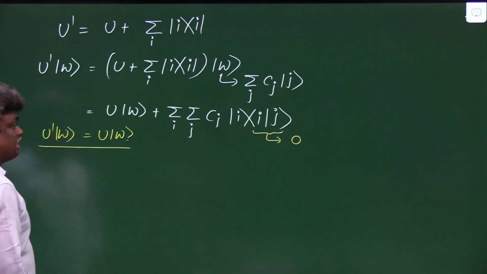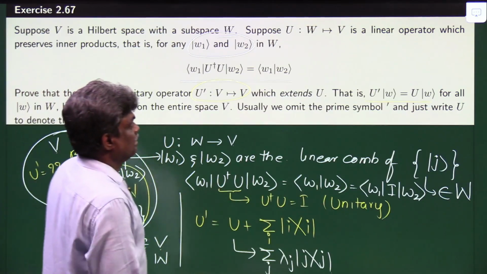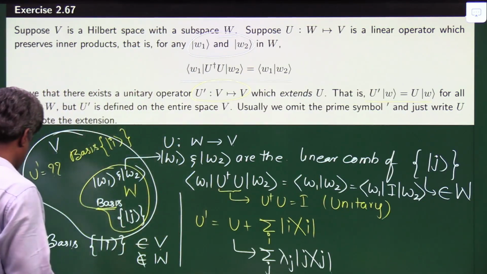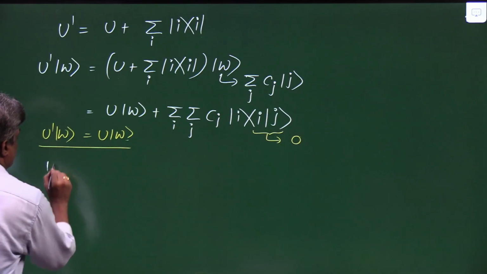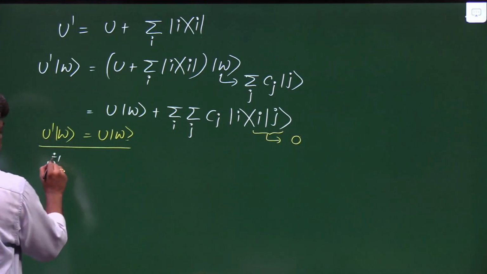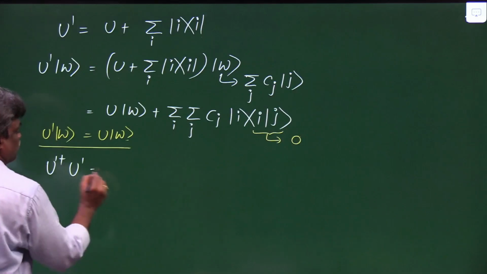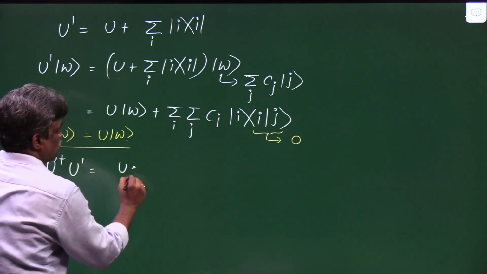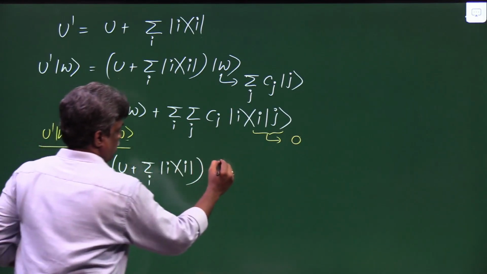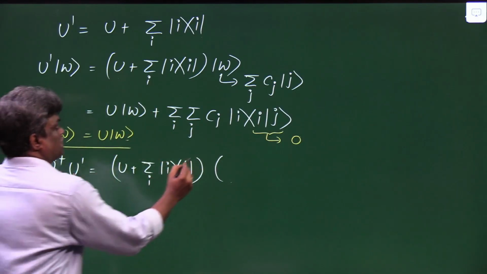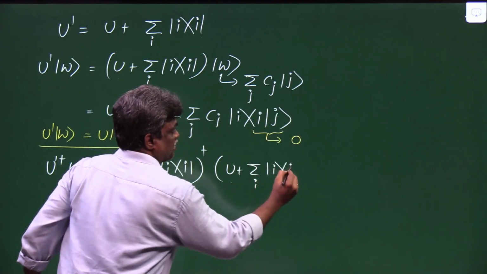In the next part, let us check whether it is unitary or not. How to check? You just take u prime dagger into u prime. You know what u prime is: u plus summation over i of the outer product |i><i|, into its dagger, and this is u plus summation over i of the outer product |i><i|.